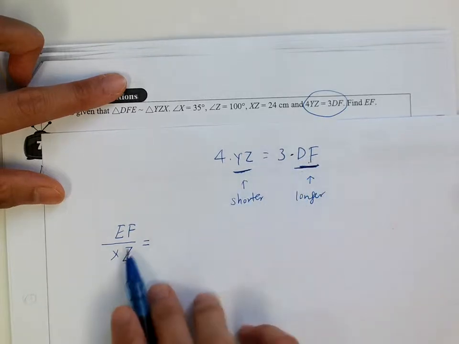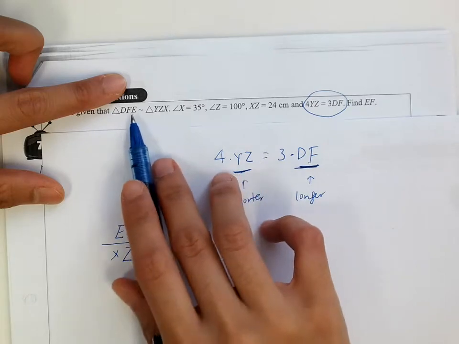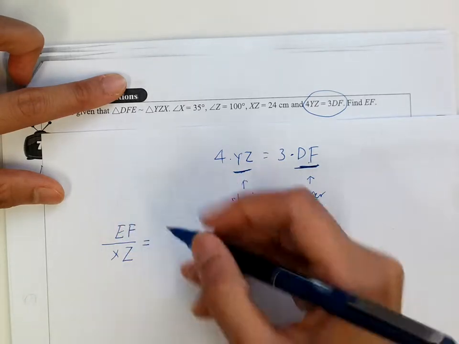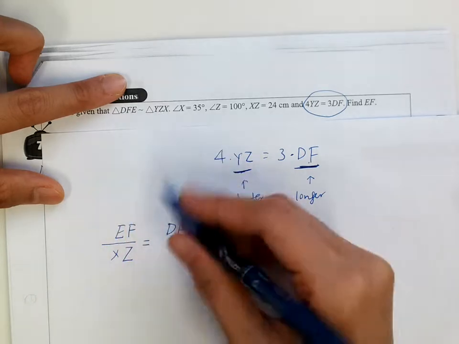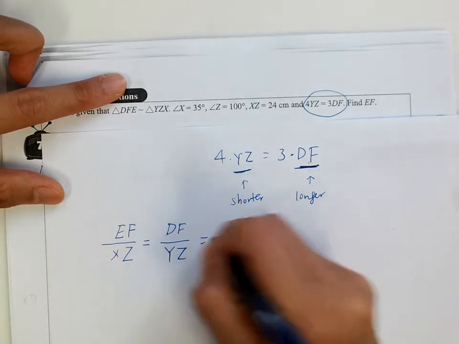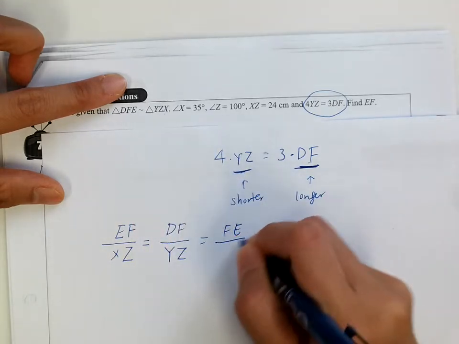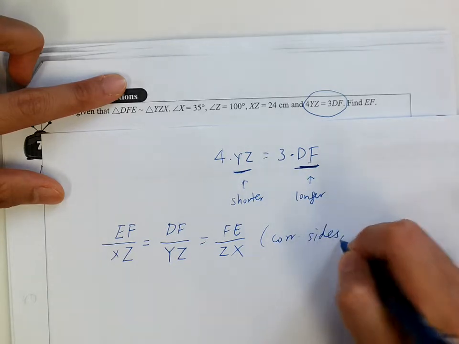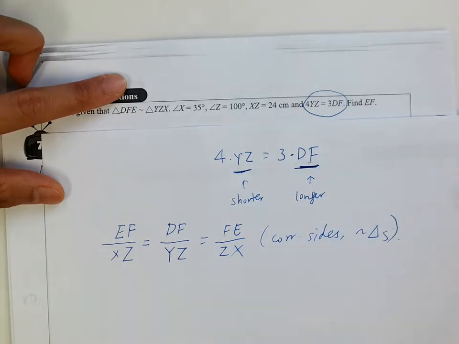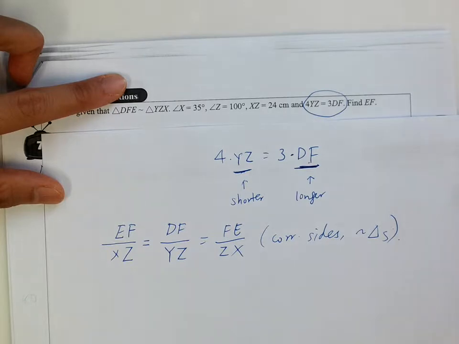Okay, so we have just written down the first pair. We can have another pair: DF matches with YZ, FE matches with ZX, corresponding sides of similar triangles. And after we have written the three pairs, they must be true. Okay, let's see which are useful and which are not.